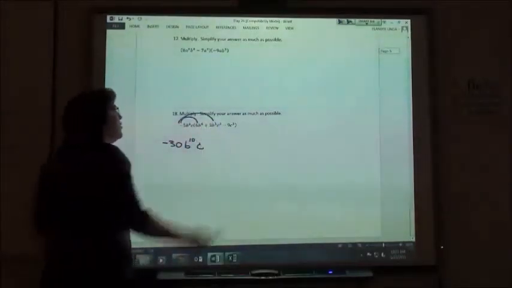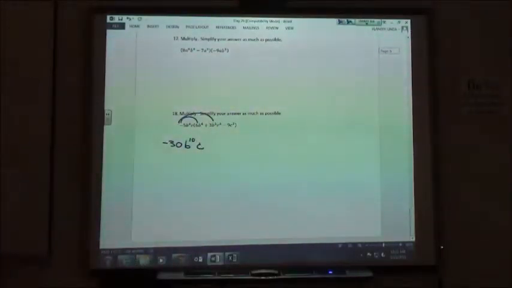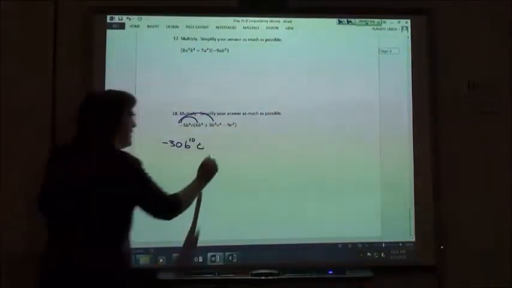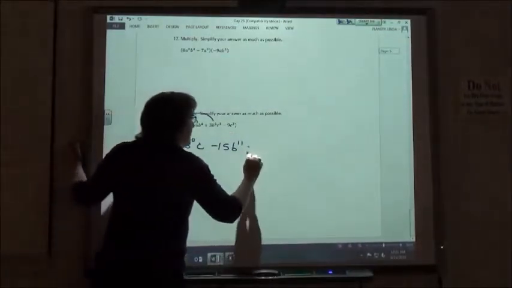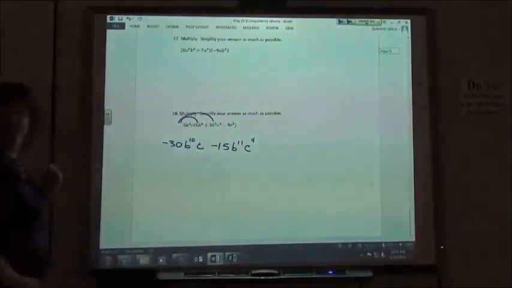And on my middle term, negative 5b to the 6th c times positive 3b to the 5th, c to the 3rd. Negative 15, b to the 11th, c to the 4th, exactly.